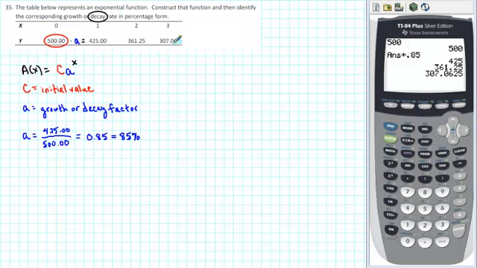Well, we need to compare that with 100%. 100% minus 85% is 15%. So if 85% remains, then that means that 15% decayed. So the corresponding decay rate in percentage form is 15%.